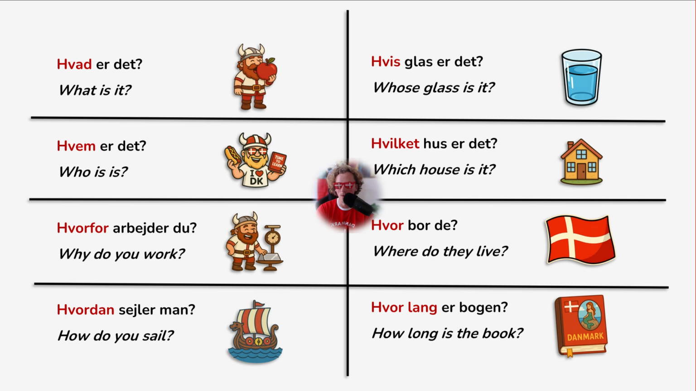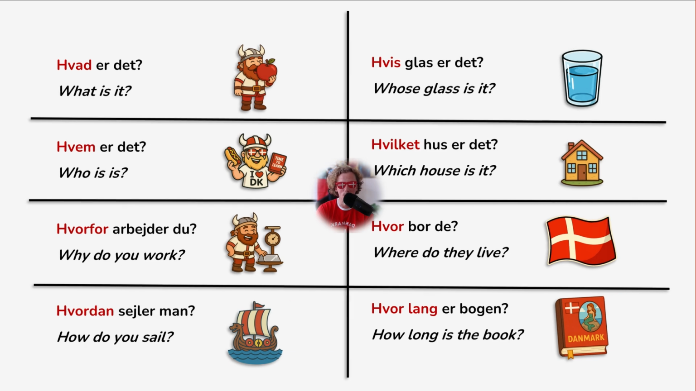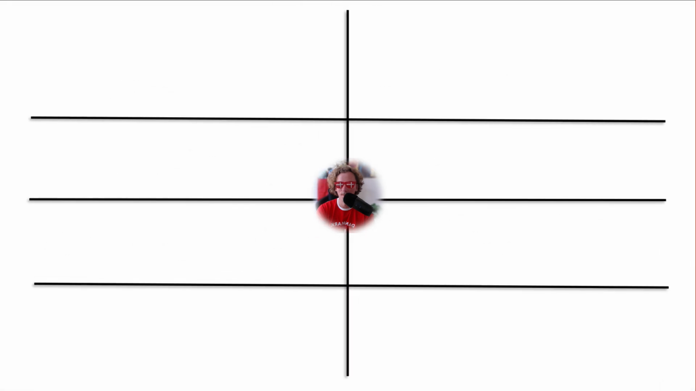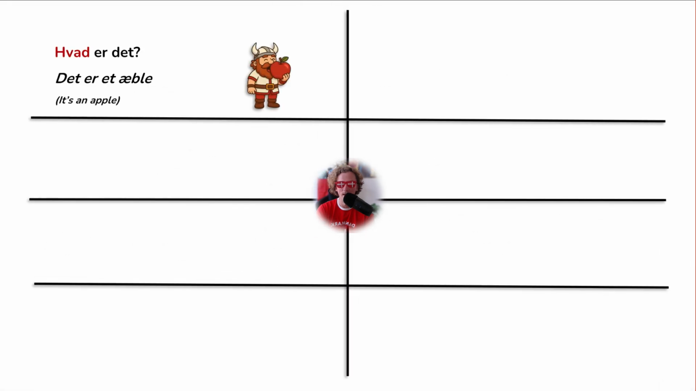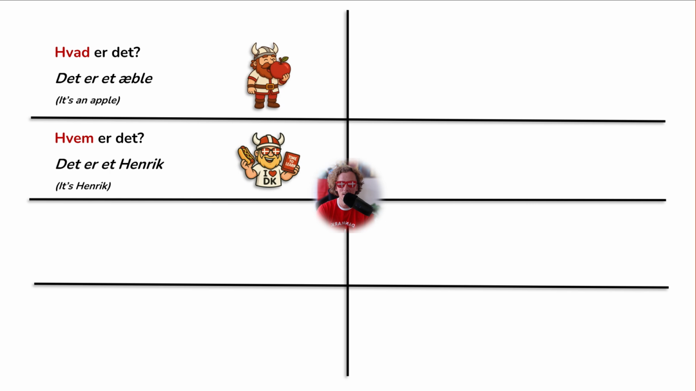Okay, now that we know how to ask questions, let's see how we can actually answer them with some more examples here. Hvad er det? Det er et æble. It's an apple. Hvem er det? Det er Henrik. That ET should not be in this sentence. It's a typo.